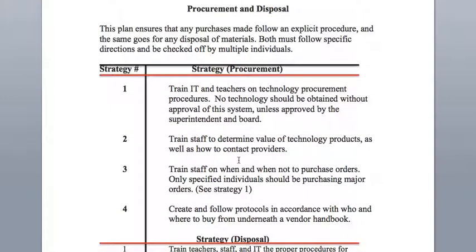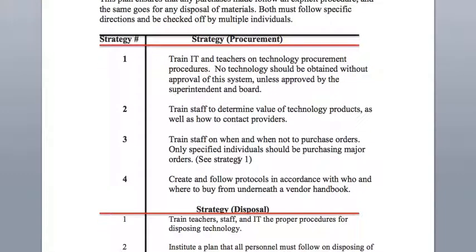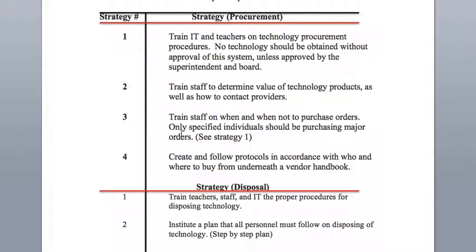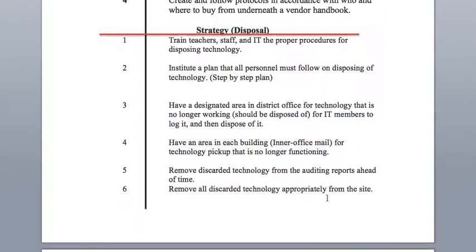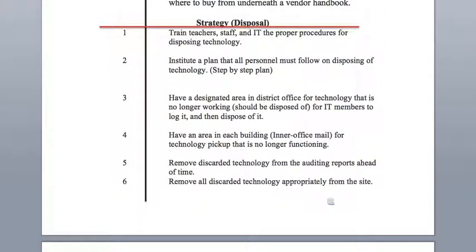As far as procurement and disposal, this is kind of self-explanatory, but I did go into a couple things. I wanted to read a few of them. We need to train staff on how to determine the value of technology products, as well as how to contact providers. But this is also more of an IT thing when you're purchasing bigger bulk items. We also need to create and follow protocols for who and where to buy from under the vendor handbook, which I had stated earlier. As far as disposal goes, we need to have a step-by-step plan on where personnel dispose of the technology, who they give it to, whether it is inter-office mail, and all of that good stuff. We need to make sure that IT members log it and then dispose of it properly, so that way we don't get in trouble as well.